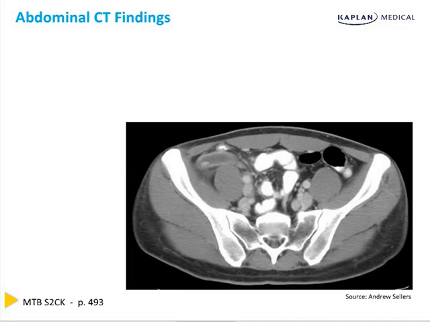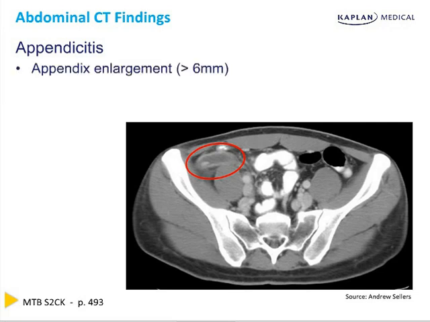A very common condition, especially in younger adults, appendicitis is associated with the classic physical exam findings of right lower quadrant pain, located at McBurney's point, and rebound tenderness. But there are also specific abdominal CT findings associated with this condition. First, as occurred in the pancreas with pancreatitis, the appendix will appear enlarged, and on the offhand chance they give you a specific measurement, anything bigger than 6 millimeters is abnormal.